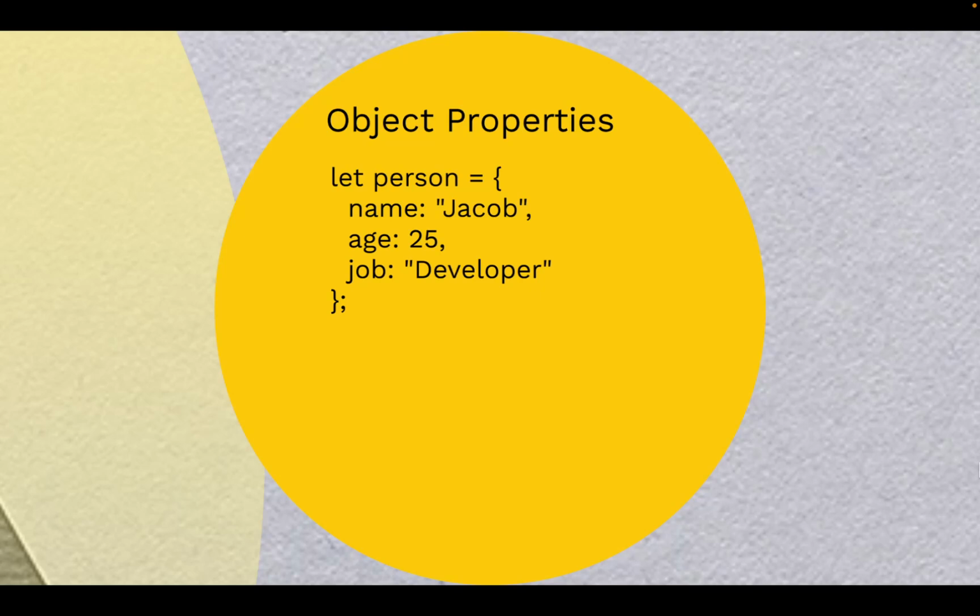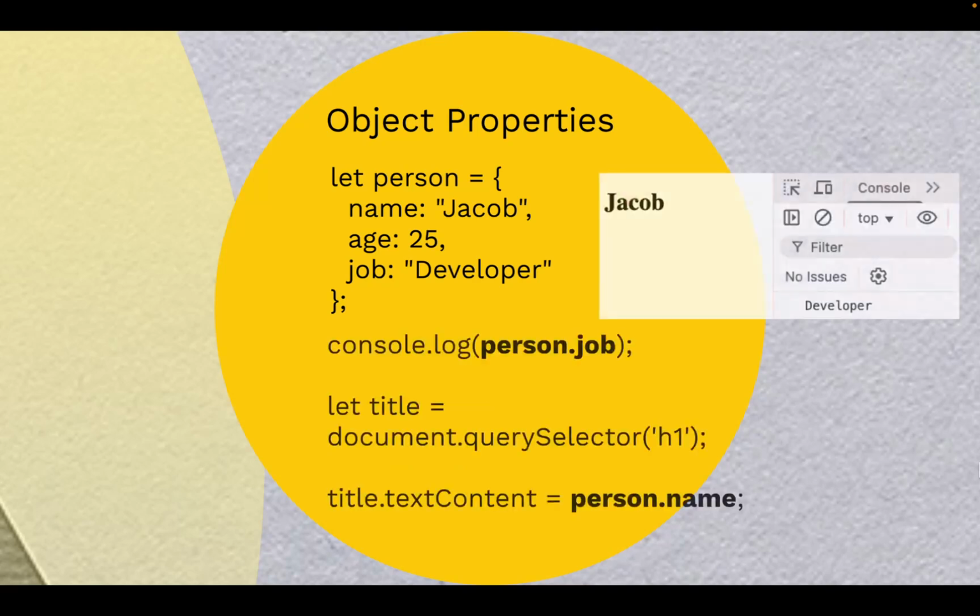To access these values in code, we use dot notation, referencing the object's name followed by the property. person.name would return Jacob, and person.age would return 25. These values can be used like any other variable. Here we can see the person.job would show up on the console, and you can use the person.name to supply the text content of your title on the page. So developer would end up in the console, and Jacob would end up on the page.